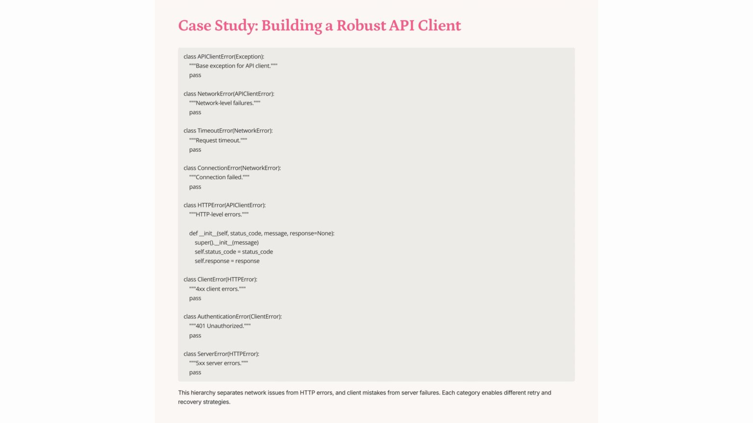In building a robust API client, exceptions are categorized to handle specific issues effectively. NetworkError covers network-level failures like timeouts and connection issues, while HTTPError addresses hypertext transfer protocol-level errors. ClientError and ServerError further distinguish between client-side and server-side problems, allowing tailored retry and recovery strategies. This structured approach enhances error management and resilience.